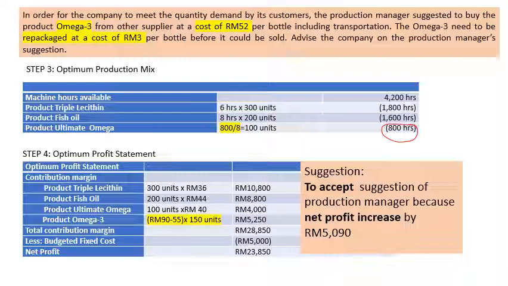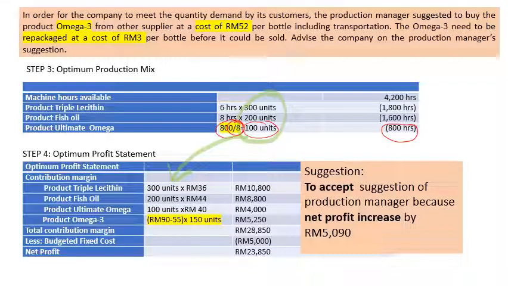10 hours per unit, which is 10 machine hours per unit. Is it correct? Ultimate omega 8 hours, not 10 hours. So 800 divided by 8 hours, that means we can produce 100 units. We can only produce 100 units. So based on this production schedule, we prepare step number 4, whereby we determine optimum production mix.